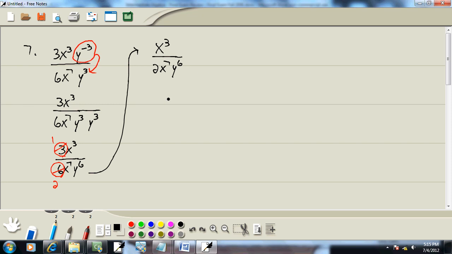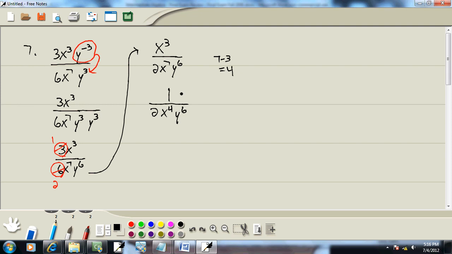Now let's look at the x's. Now, and this just doesn't apply just to x's, but any variable. If you have x to a power over x to a power, you subtract a smaller exponent from a larger one. So 7 minus 3 will give us 4. And we're going to have x to that power where our larger exponent was. Well, our larger exponent was down below. So it's going to be x to the fourth down here. And I'll put a 1 here.